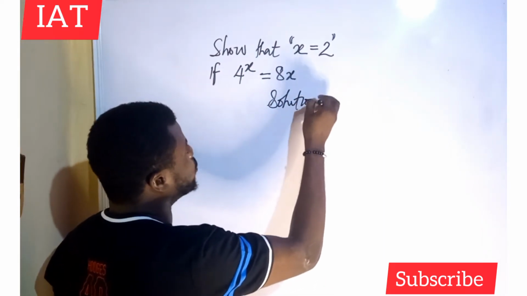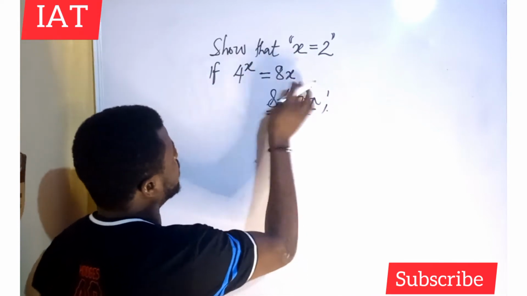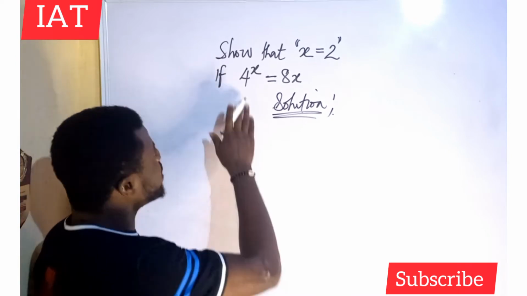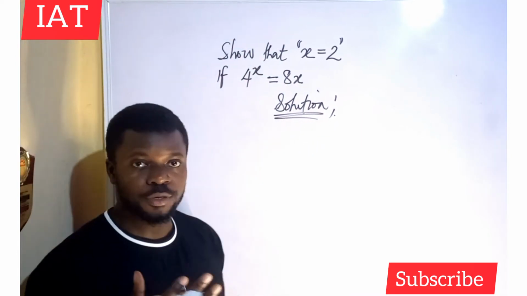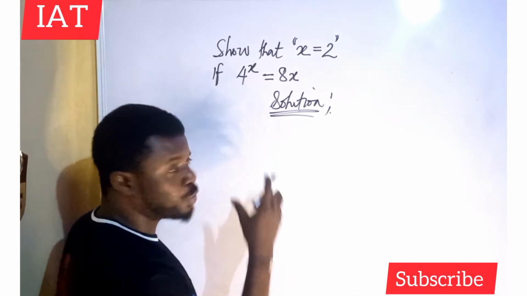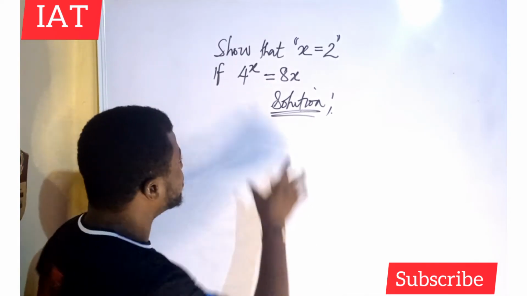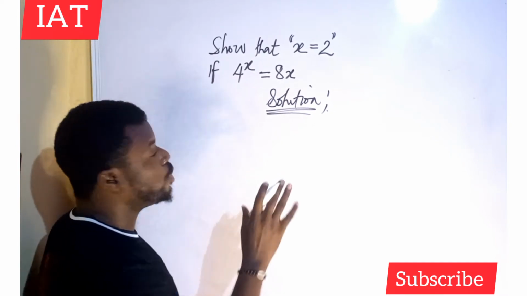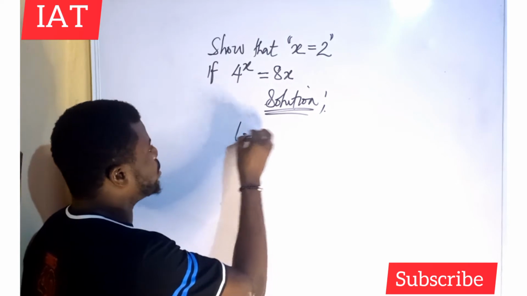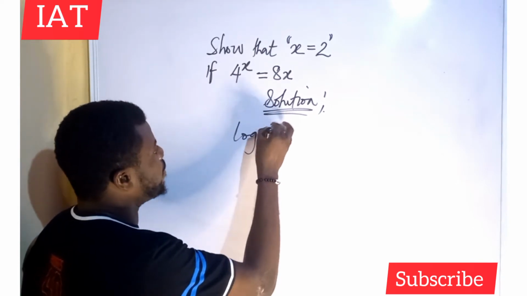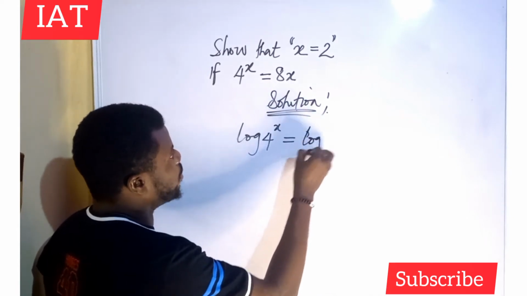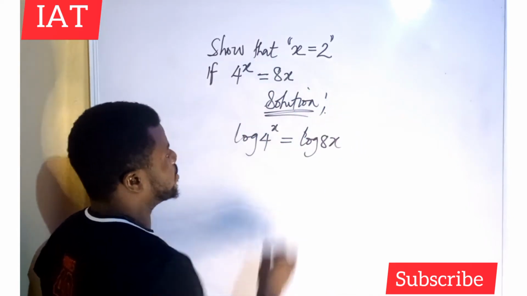The solution to this expression we have here, which is an equation, is this. Looking at this, I can solve it in two methods, but I just want to go straight to the point. Now, let's give it a go. I will first of all take the logarithms of both sides of the equation. So I will have the logarithm of 4 to the power of x equals the logarithm of 8x.